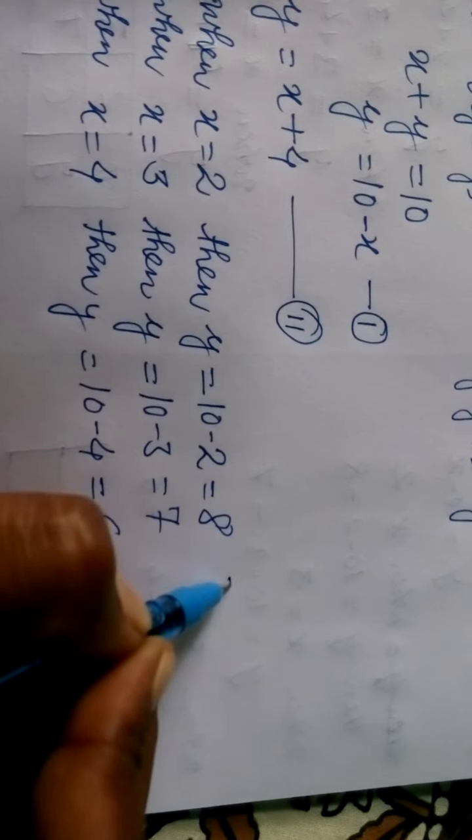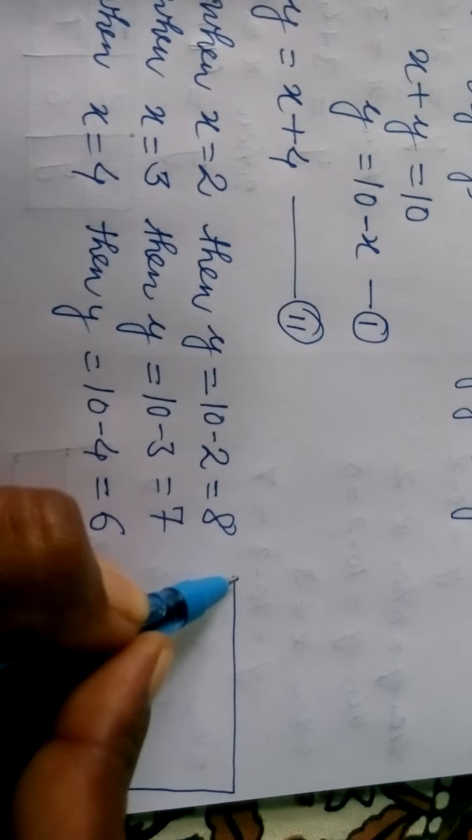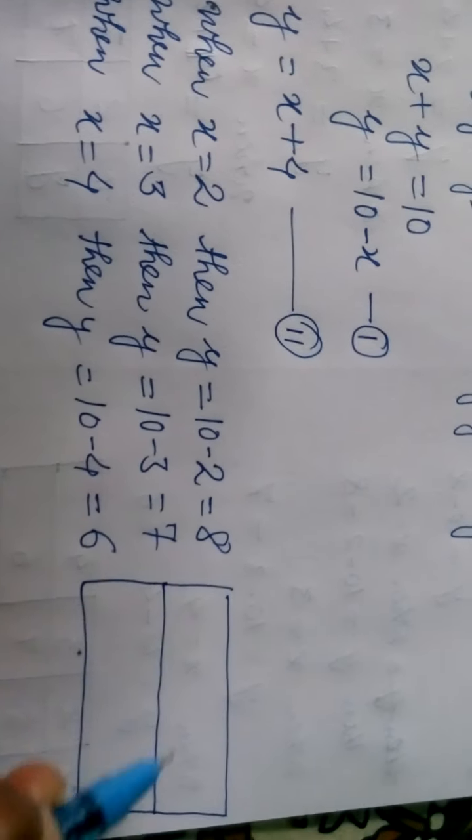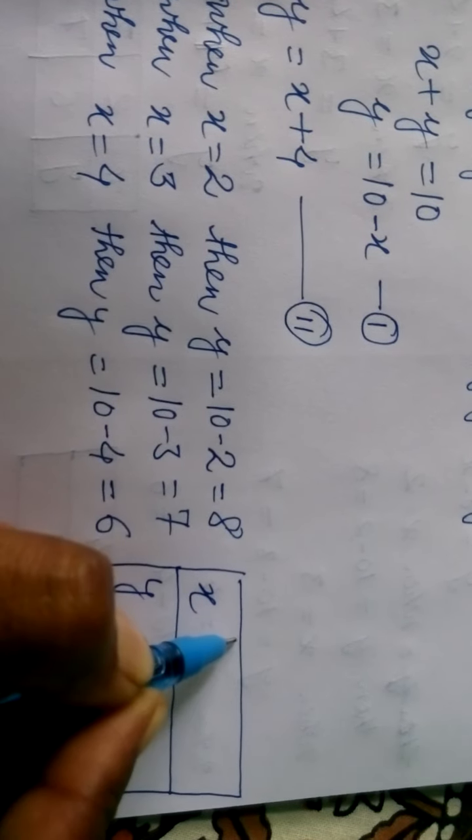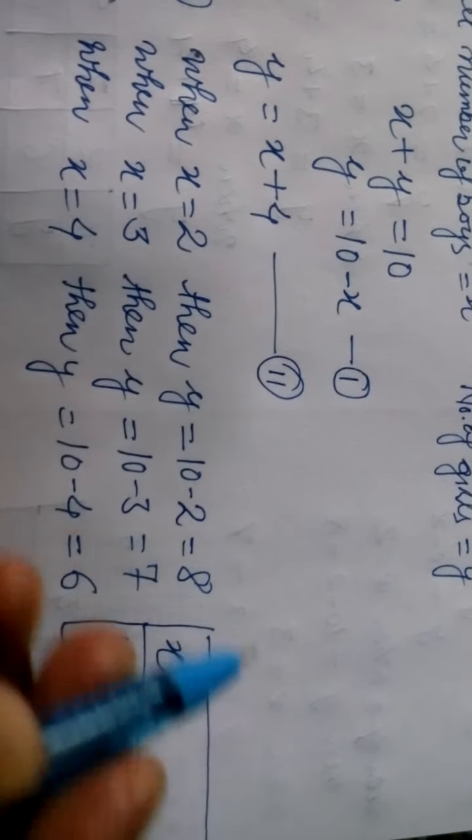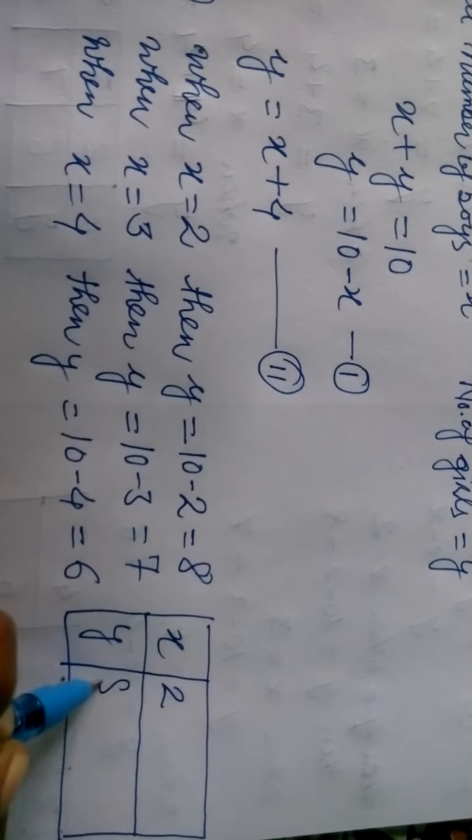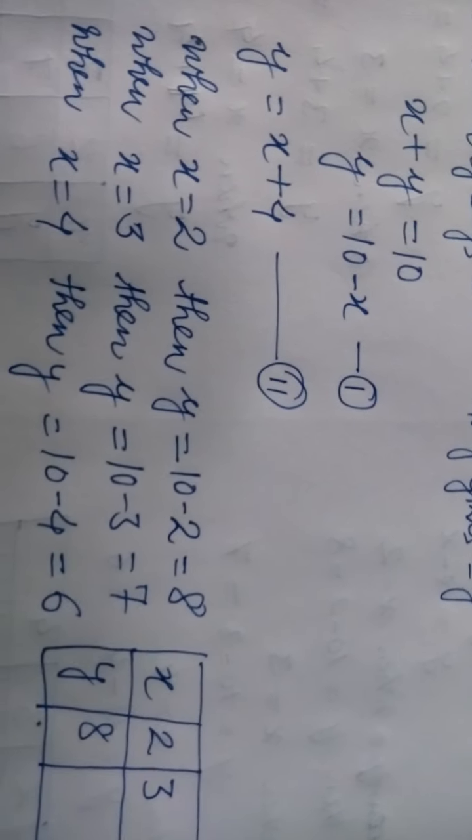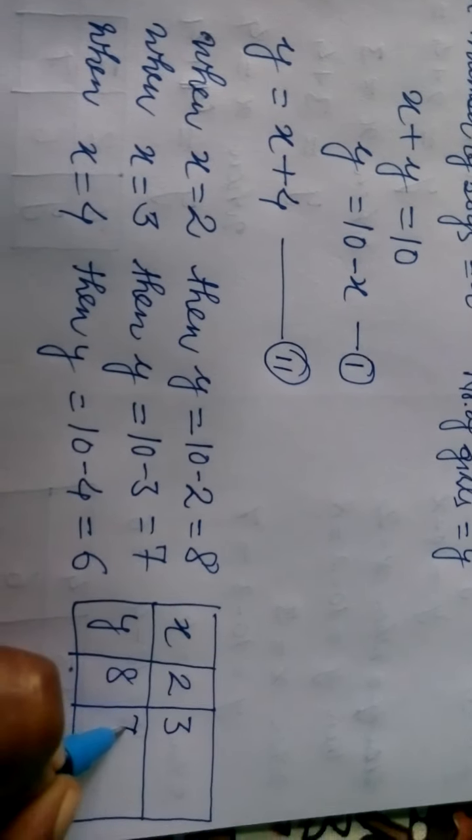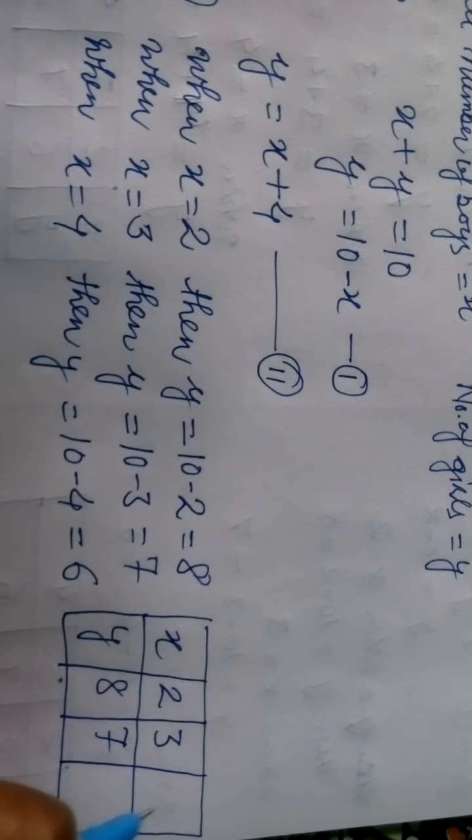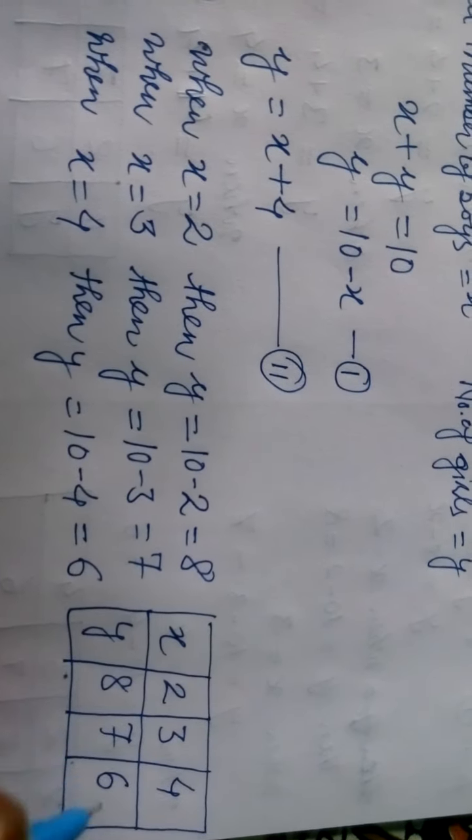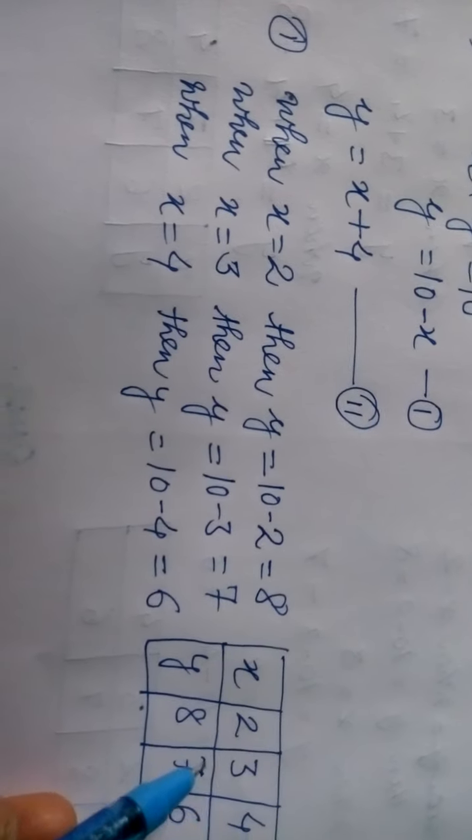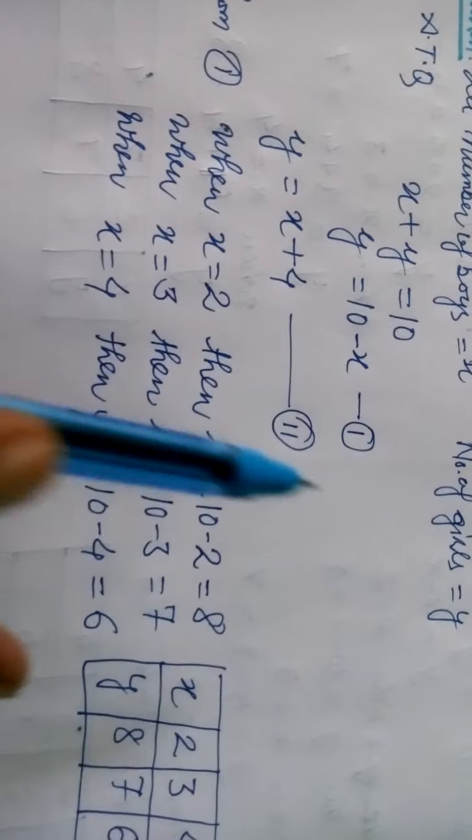So write down these solutions here in a table. Let me draw a table here and write the different values of x and y. These are very simple. This is x and this is y. When I take x is equal to 2, then I got y is 8. When I take x is equal to 3, then I got y is equal to 7. And when I put x is equal to 4, then y is equal to 6. In this way I have got the different points, the x and y coordinates, for the first linear equation.